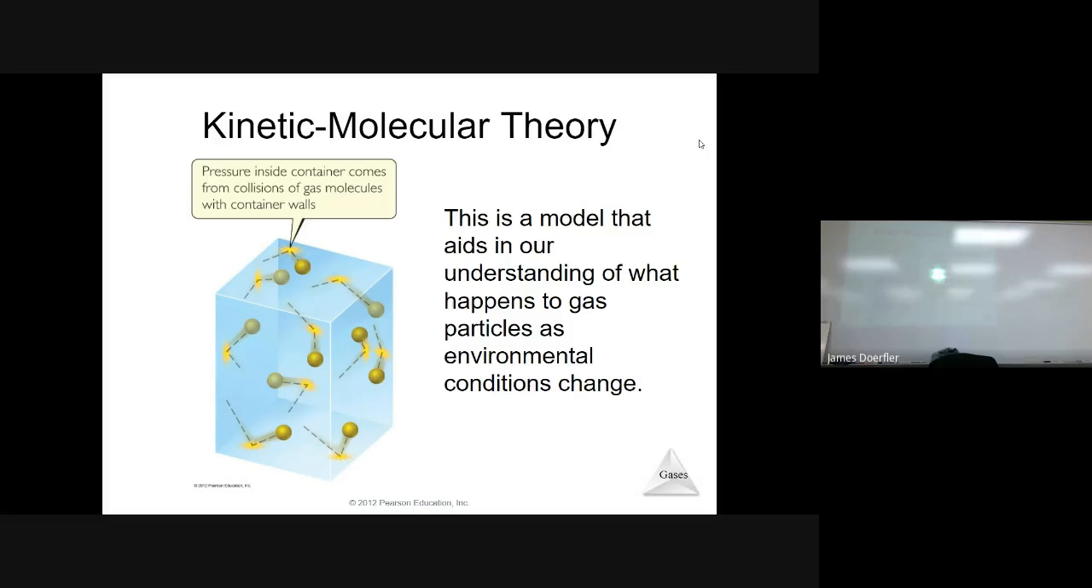What we're going to talk about today is called the kinetic molecular theory. And it has a lot to do with how we measure temperature. Okay, but again, we're still basing it off gases. And so throughout this discussion of the kinetic molecular theory, we're going to be using this little model over here on this picture to help explain to us what happens to gas molecules when environmental conditions change.